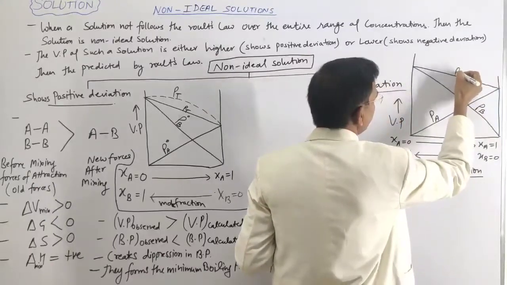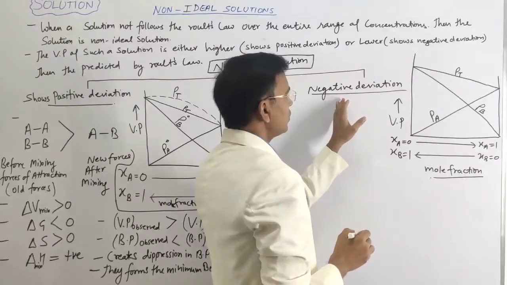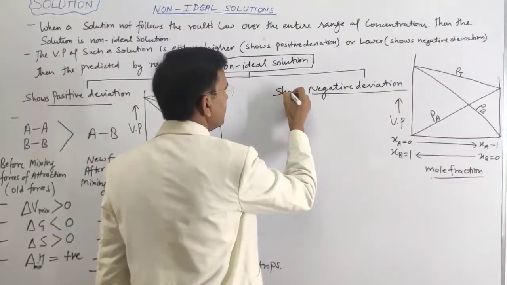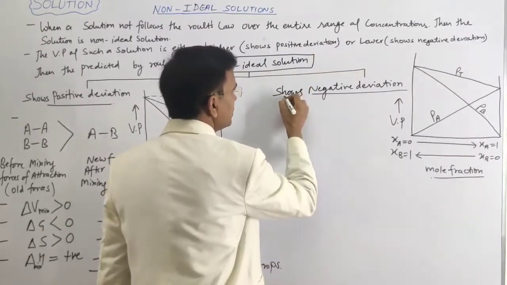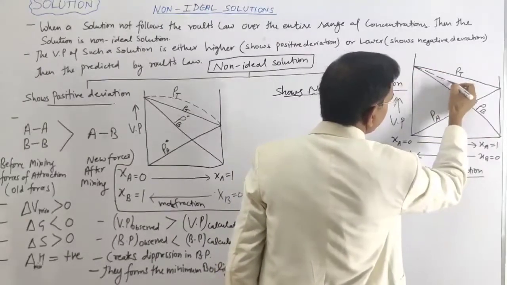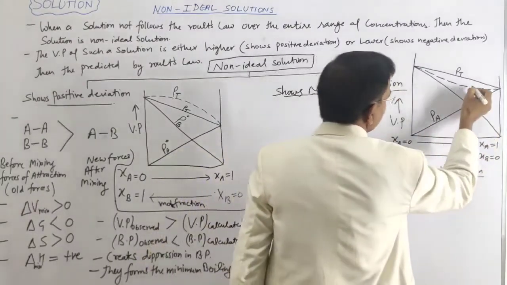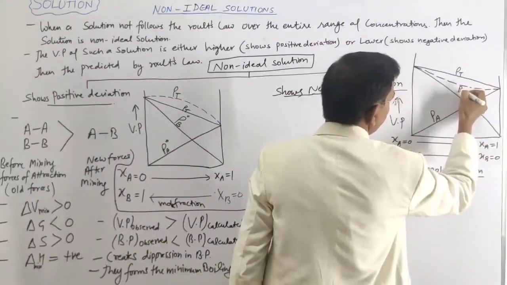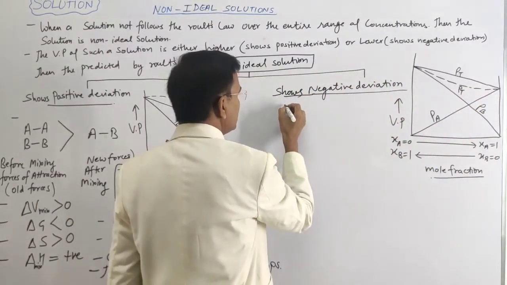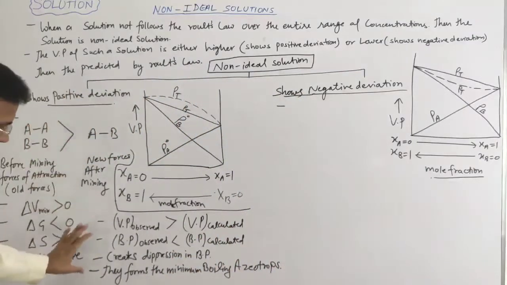and this must be the solution pressure, P total. But in these kinds of non-ideal solutions, it shows the negative deviation. So that means the vapor pressure shows the negative deviation. So it will be the P total, showing the negative deviation.